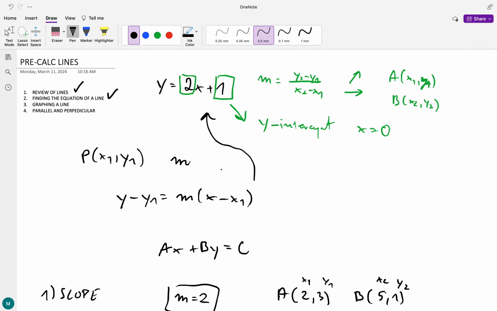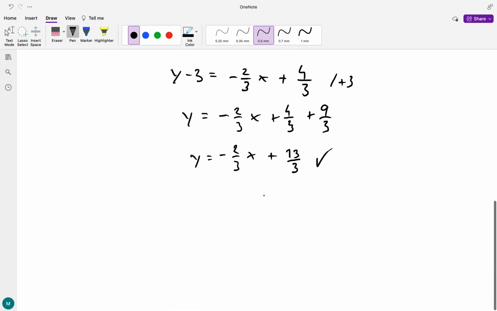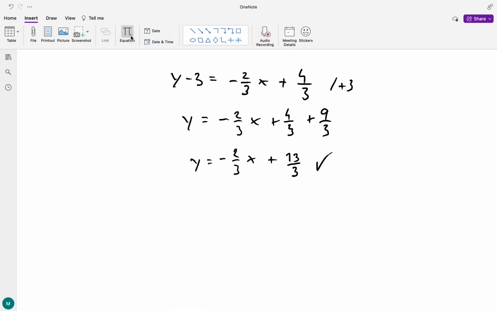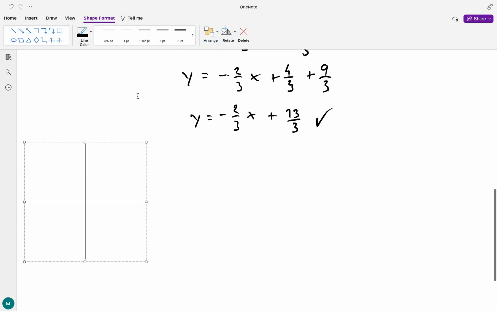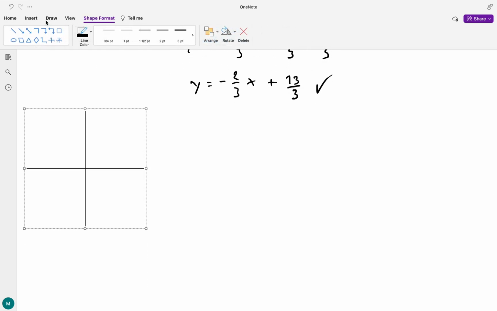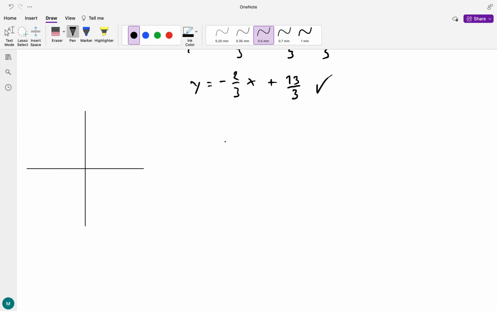Now let's focus on graphing lines. So in order to graph anything, we need the coordinate system. So let me quickly insert that here. And we have multiple ways to draw a line. We basically need to find 2 points, right? So we need 2 points. And we need to connect them. That's about all you have to do.